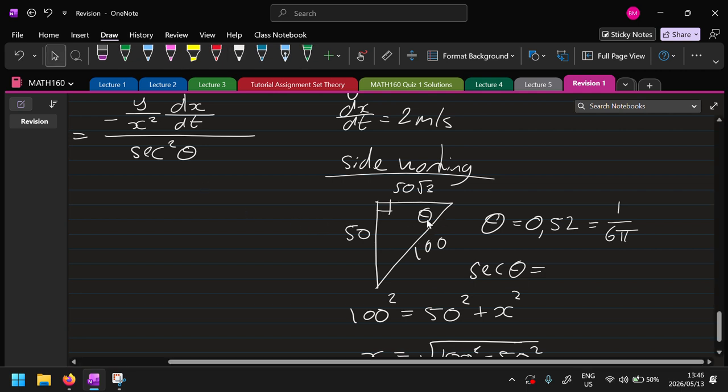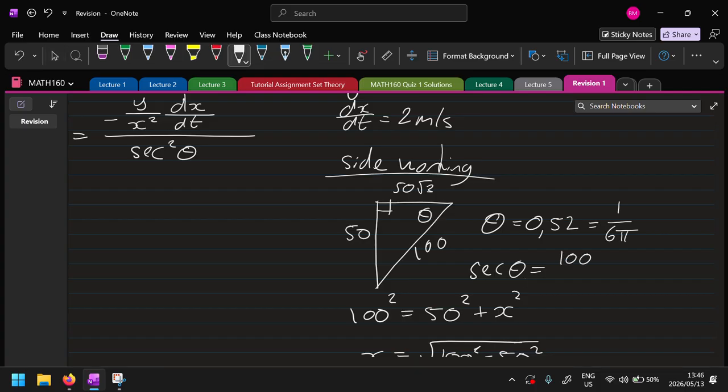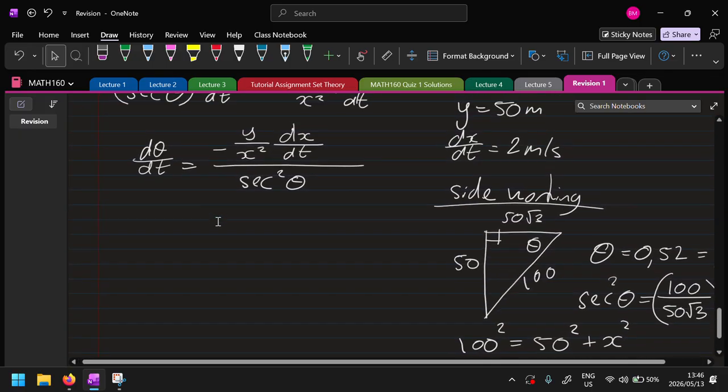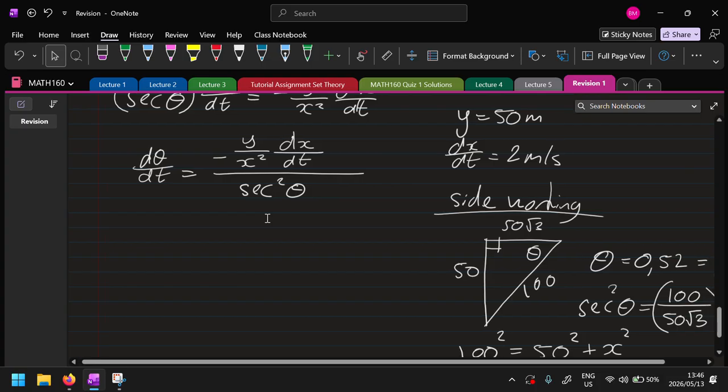So sec is going to be hypotenuse over adjacent. And we want sec squared, so we square it. Okay. Either way, you can solve for theta, then substitute, or you can use the ratio for sec. Okay, you'll get the same thing. And then once you're done with that, you just substitute in, you got your answer.